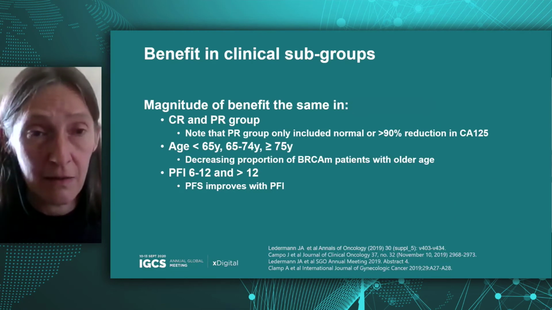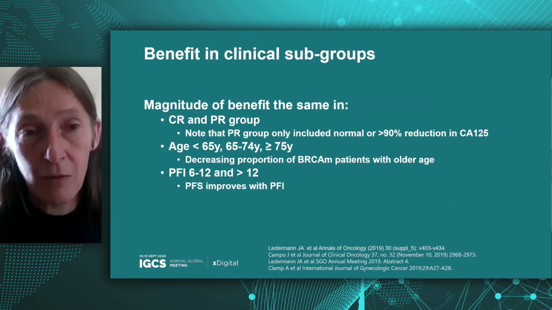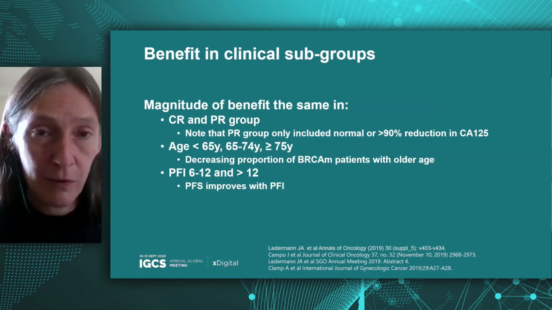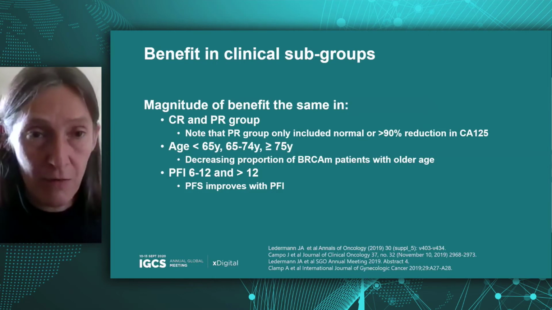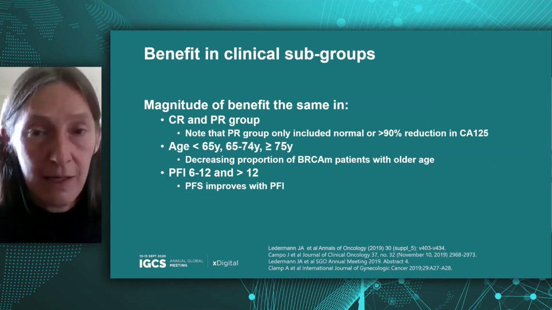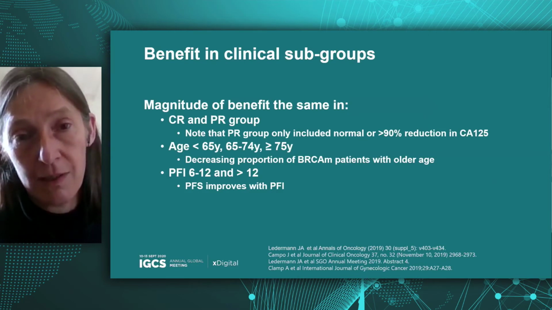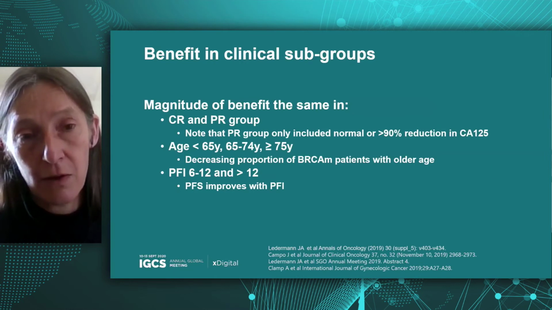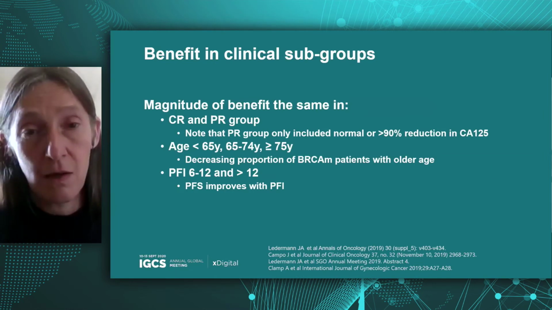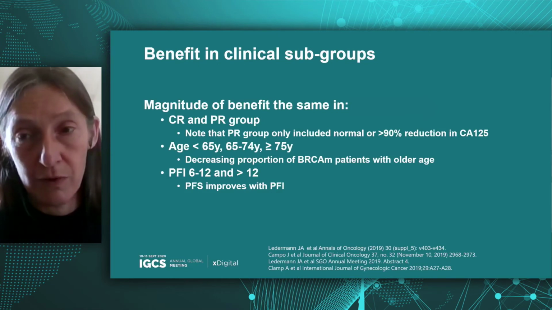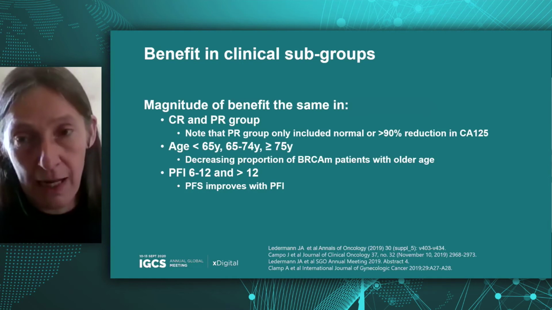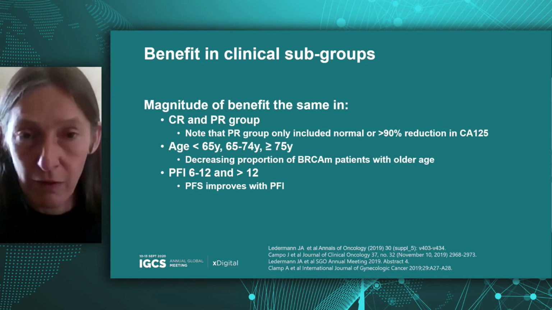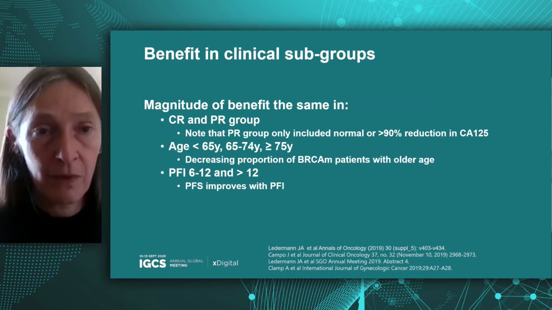So in the analysis of NOVA and Aerial 3, we've looked at complete and partial responses and not seen any significant difference in magnitude of benefit, although I think it is important to note that both those studies did include patients only who had either normalization or near normalization of their CA125 as well as a partial response. So they really are really good partial responses, and the license is broader and will allow any response. And we don't know whether those groups get the same benefit.